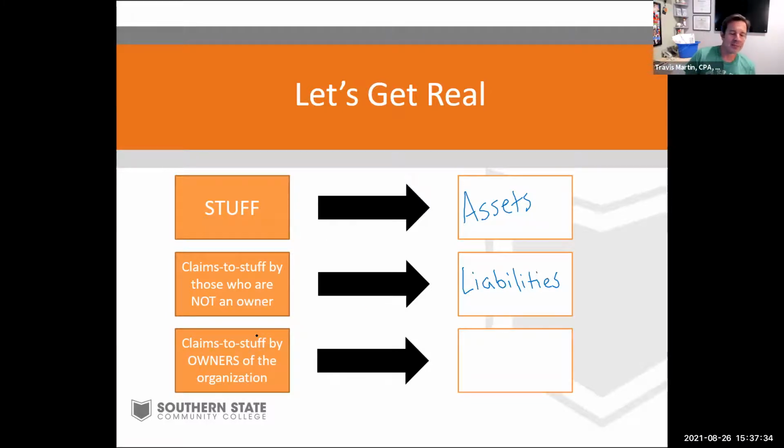And then finally, claims to stuff by the owner or the owners of an organization. We call that owner's equity, which is kind of redundant because equity means ownership, but we're saying owner's equity. So we're really saying ownership, owner's equity.